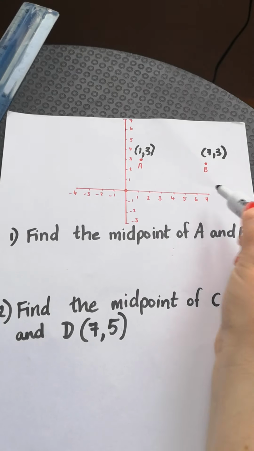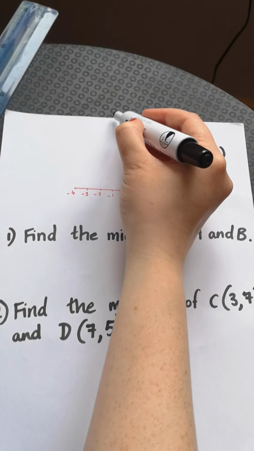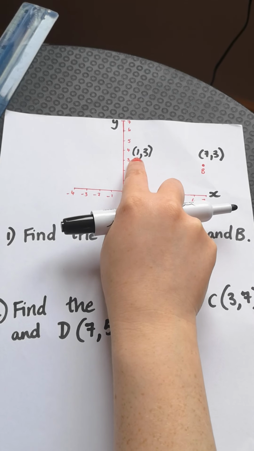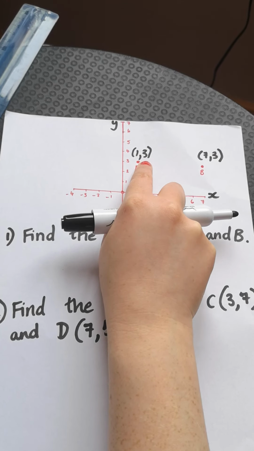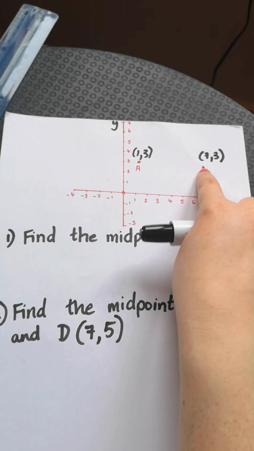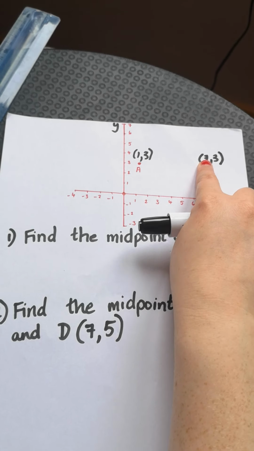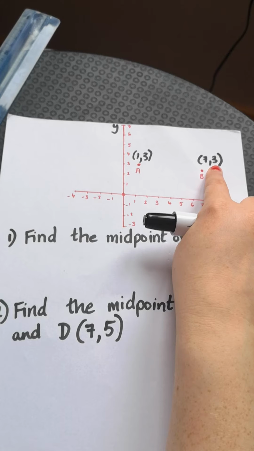Now, this is our x-axis here, and this is our y-axis. So the x always goes first, and the y always goes second. So across 7 up 3, 7 is the x value, always goes first, and 3 is the y value.